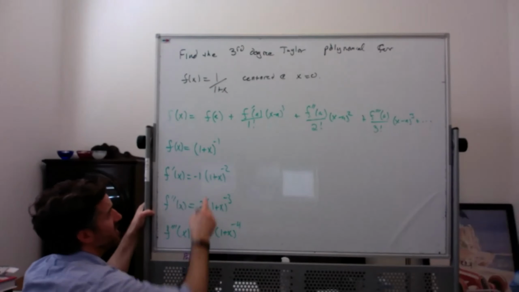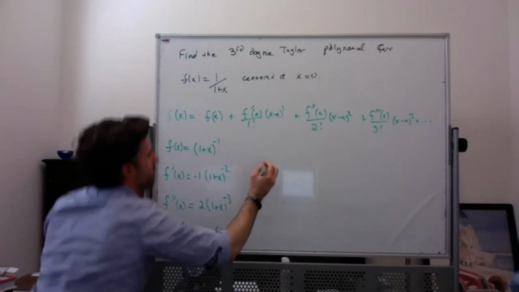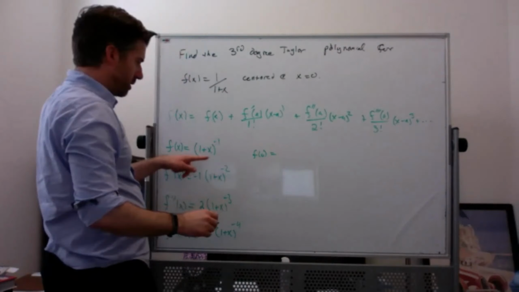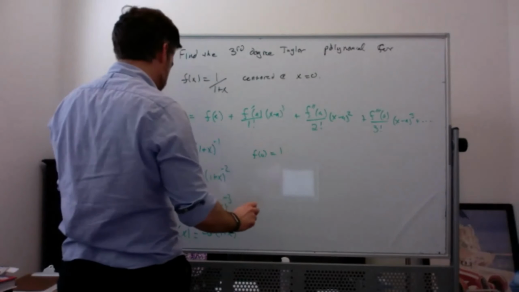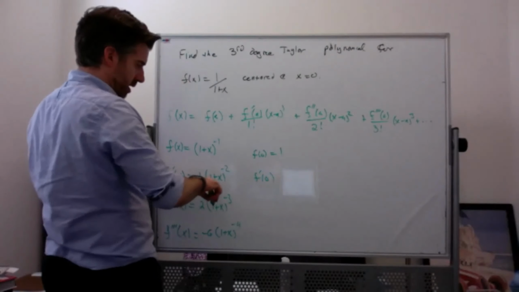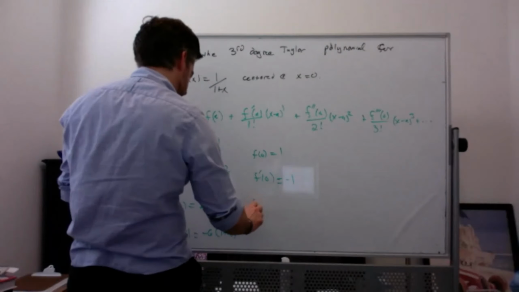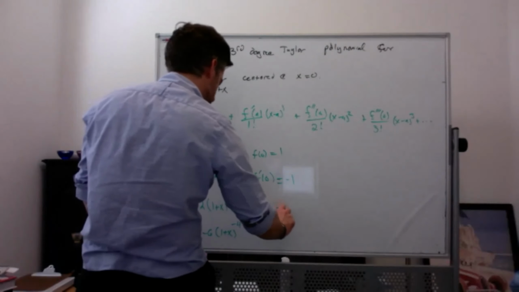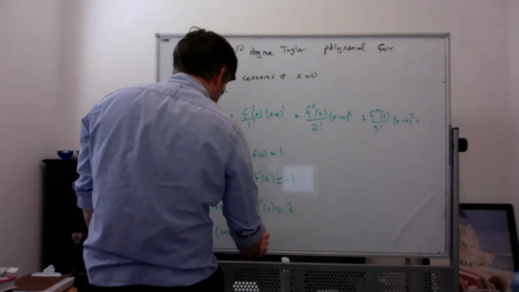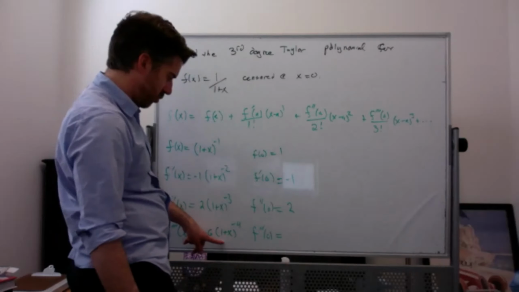But then I actually need all of these evaluated at the center. So I actually need f of 0, which is 1 to the negative first, which is just 1. I need f prime of 0, which is negative 1 times 1 to any power is 1. I need f double prime of 0, which is 2 times 1 to any power is 1. And I need f triple prime of 0, which is negative 6 times 1 to any power is 1.